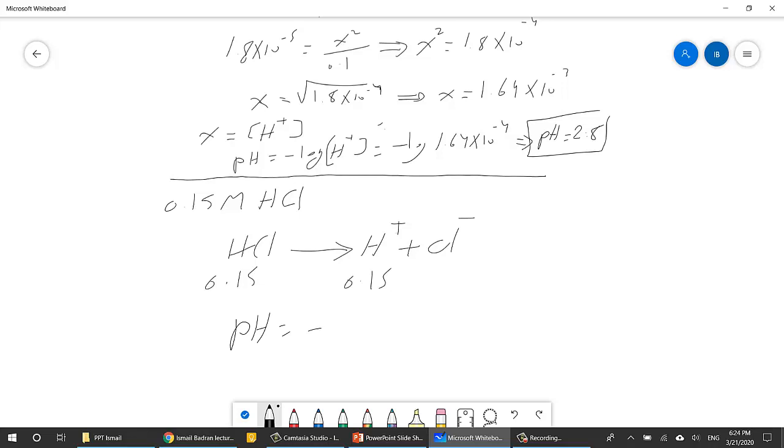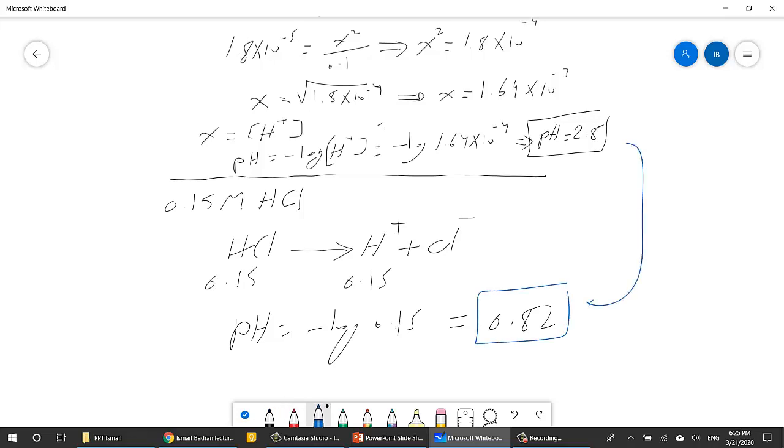Therefore the pH of that solution will equal minus log 0.15, and if you calculate this on the calculator, that will give you 0.82. So I want you to compare these two numbers. For a strong acid at the same concentration, the pH is almost 1. But if you change that to a weak acid, the pH is a little bit higher, 2.8. So that's important to understand.